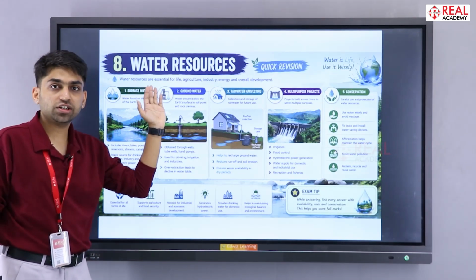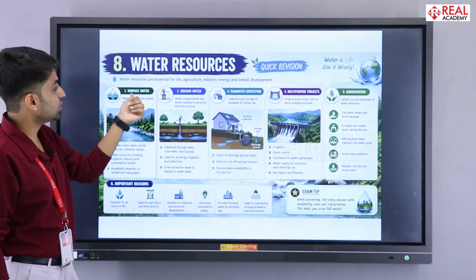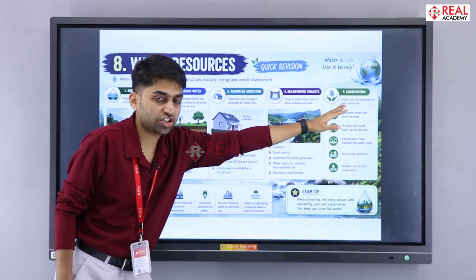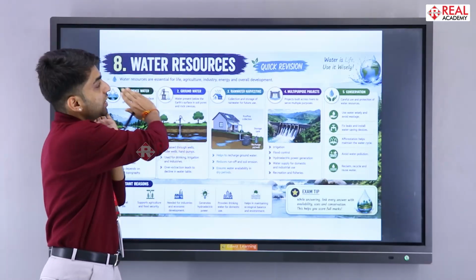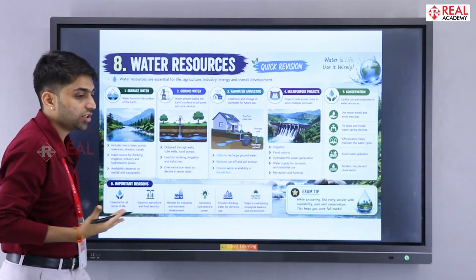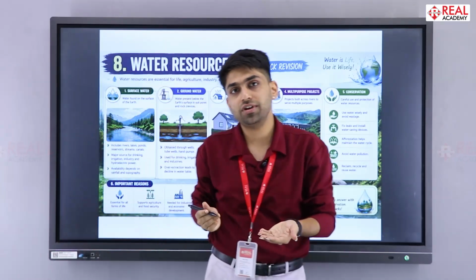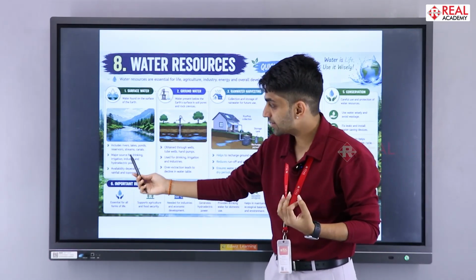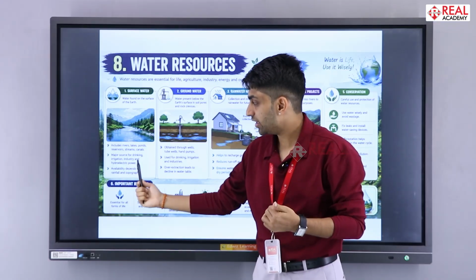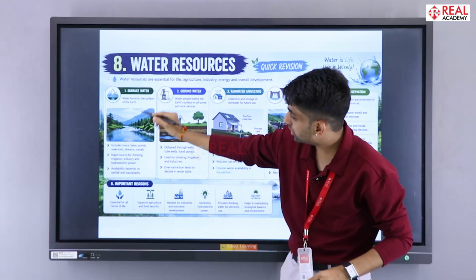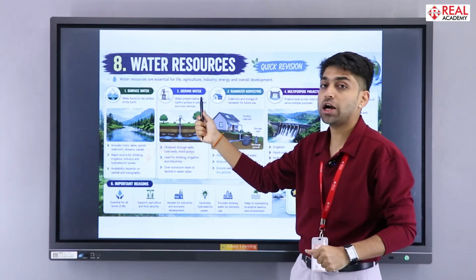Then comes the chapter water resources. Surface water, groundwater, rainwater harvesting, multipurpose projects, conservation. These are the main things based on this entire chapter. Surface water is the water which is seen above the ground level. It can be lakes, rivers, water bodies like streams, canals. It is a major source for drinking, irrigation, industry and hydroelectric power. So you need to remember the difference between surface water and groundwater.